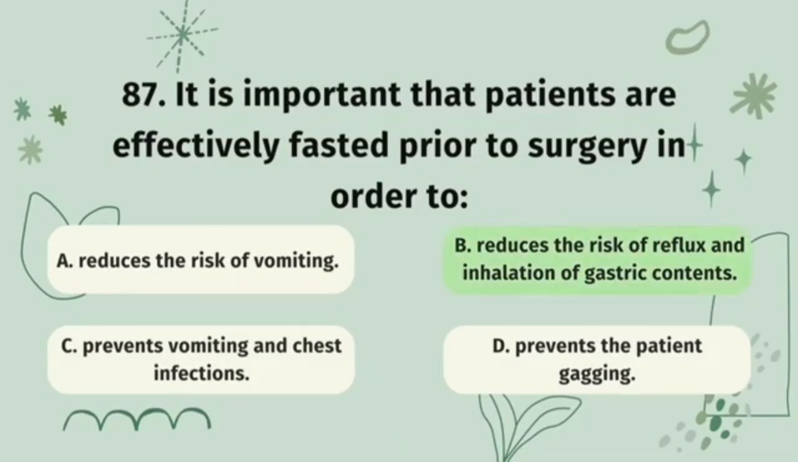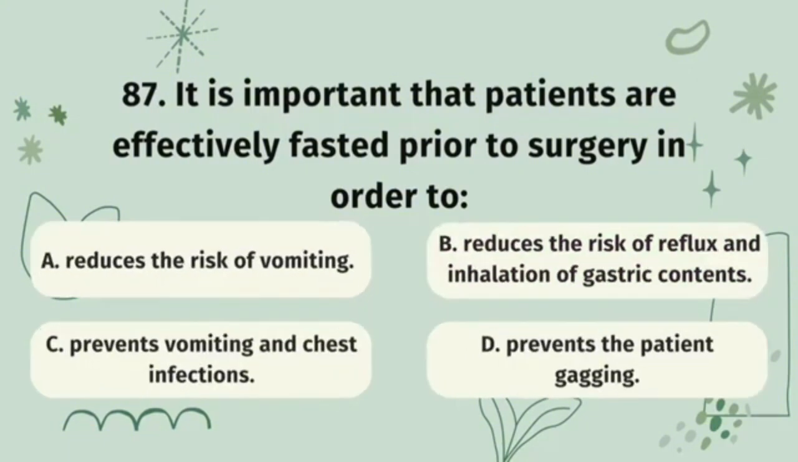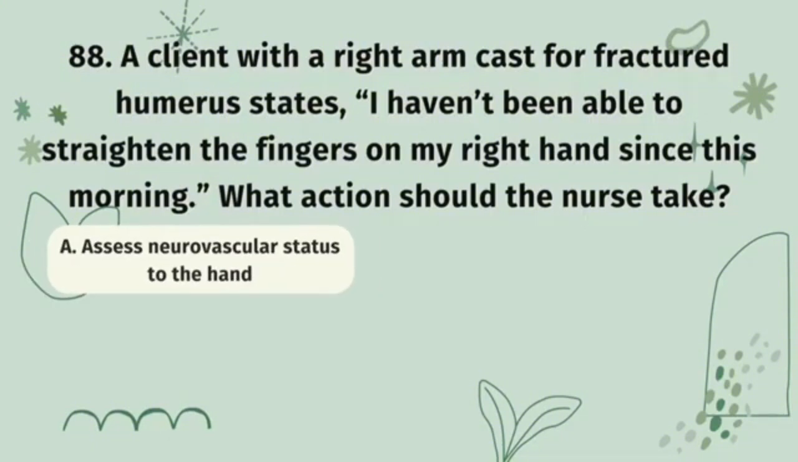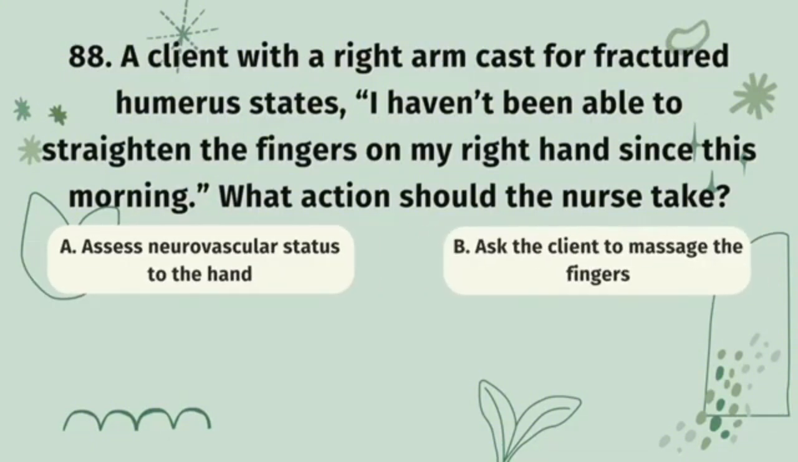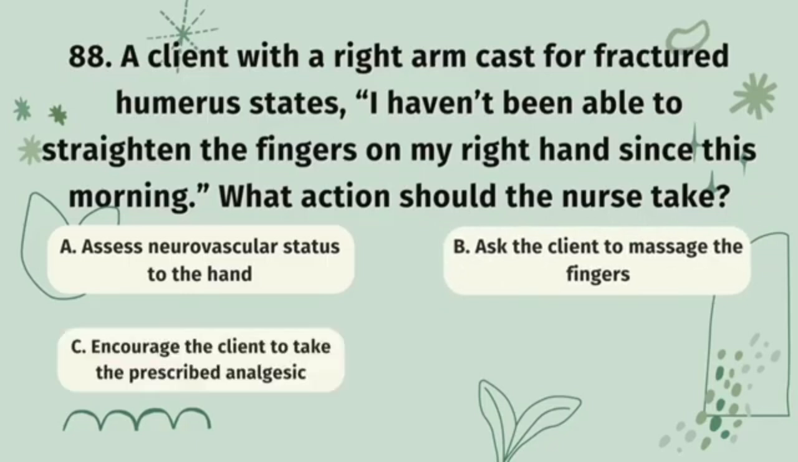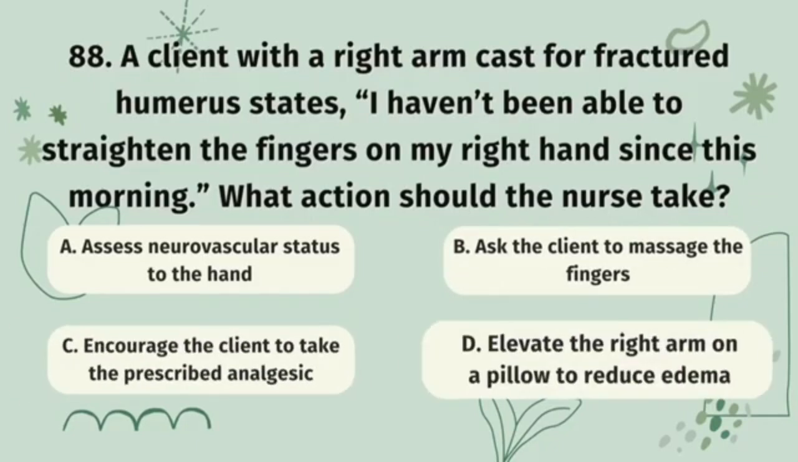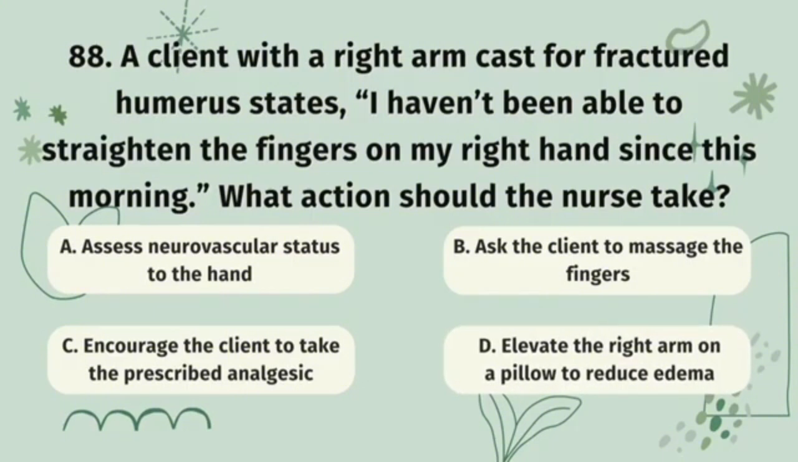The correct answer is B. Question 88. A client with a right arm cast for fractured humerus states, "I haven't been able to straighten the fingers on my right hand since this morning." What action should the nurse take? Option A, assess neurovascular status to the hand. Option B, ask the client to massage the fingers. Option C, encourage the client to take the prescribed analgesic. Option D, elevate the right arm on a pillow to reduce edema.